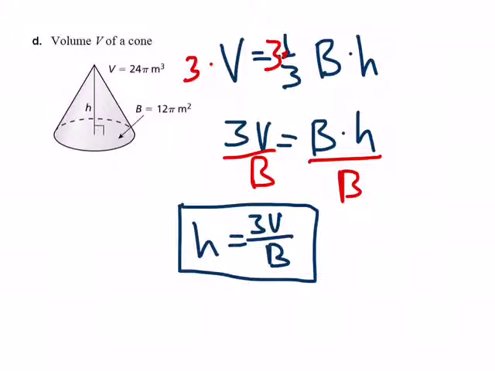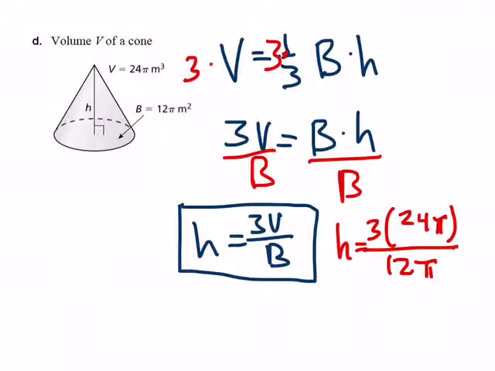And hopefully you did. So let's plug that in there. So we know that for this problem, the height is 3 times the volume. What is the volume? Well, the volume is 24 pi. So 24 pi, all over the base. And how big is the base? The base is 12 pi.